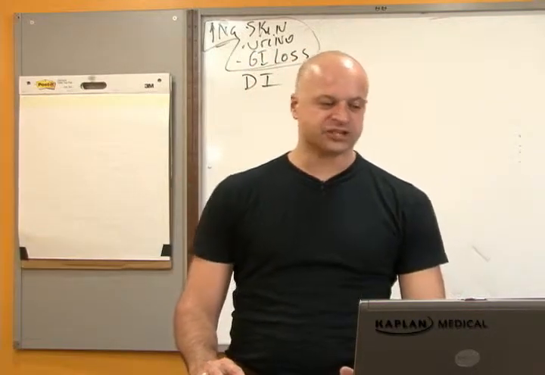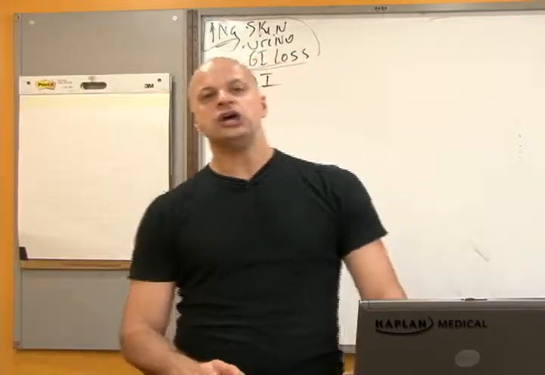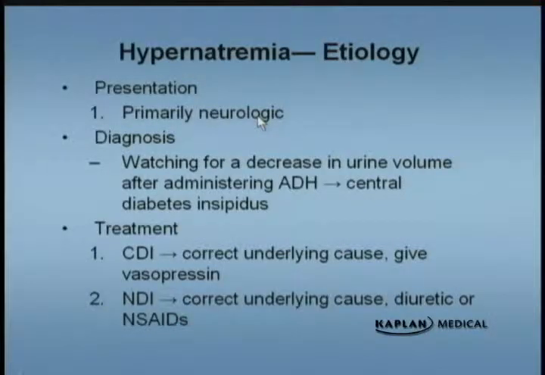So, hypernatremia is predominantly neurologic. Why? Sodium and the CNS. High sodium affects the CNS, low sodium affects the CNS. And if you correct the sodium too quickly, again, sodium and the CNS problems, for all of them.